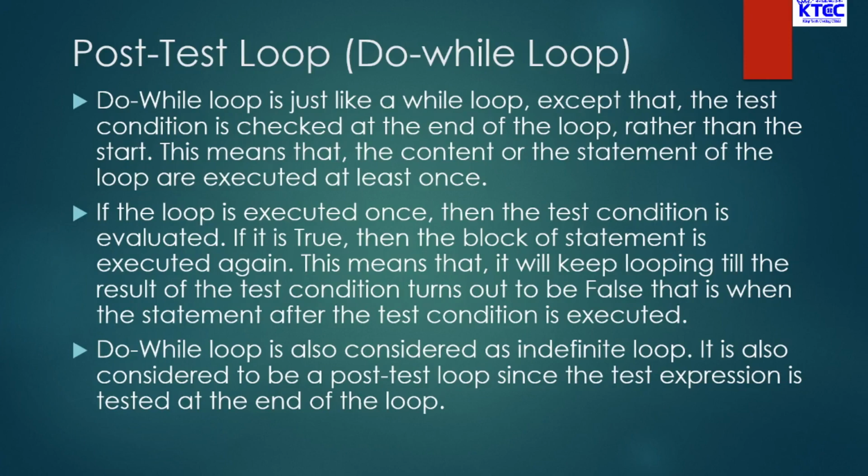The do-while loop is just like a while loop, except that the test condition is checked at the end. So with the while loop, the test condition is checked at the top before it will display whatever output you want the program to display for you. But with the do-while loop, it will display it before it comes and checks the condition at the end. That is the difference here. So the test condition is checked at the end of the loop rather than the start. So with the while loop, it checks at the start, but with the do-while loop, it checks at the end.